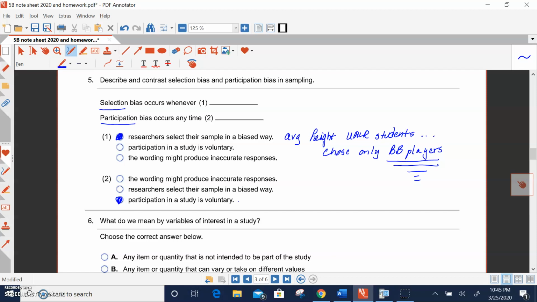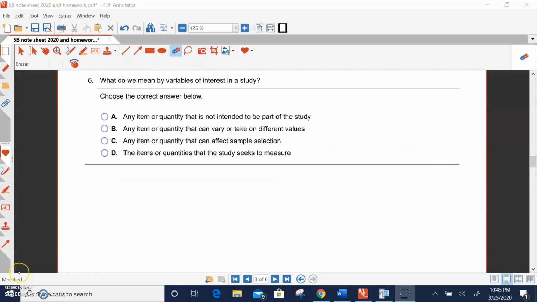Okay, let's do number 6. Pause it, do 6. Number 6 asks, what do we mean by the variables of interest in a study? Basically, the variables of interest in a study are the items or quantities that the study seeks to measure. So the variable of interest is what I want to measure.